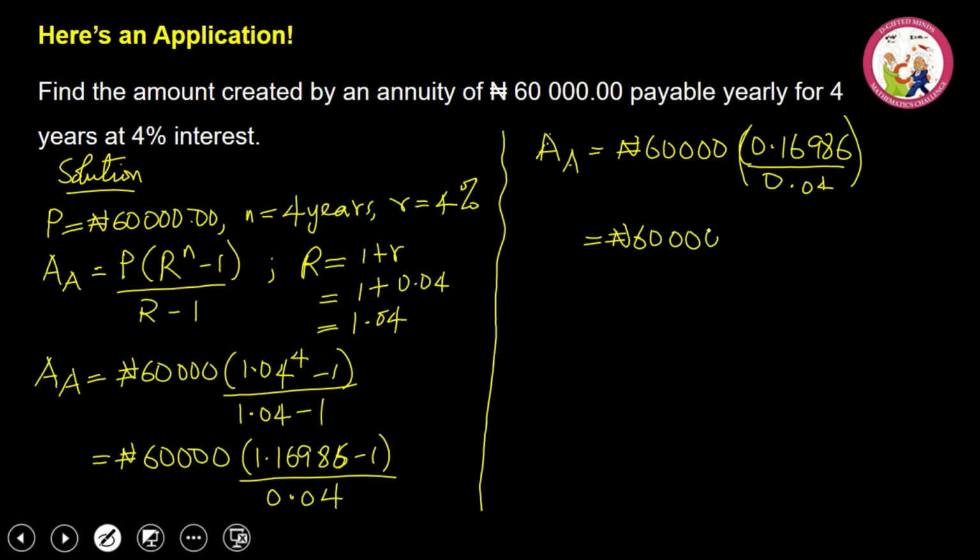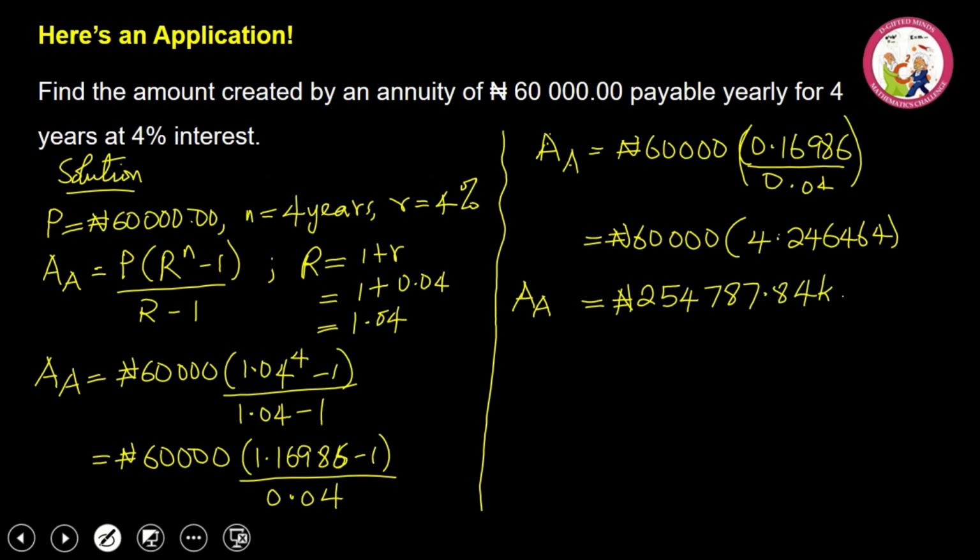Okay, so that we have this to be 60,000 naira times, when you divide the value, you have 4.246464. Okay, and expanding this, multiply 60,000 by the decimal number 4.246464, that will be equal to 254,787.84, which is 84 kobo. Now here's the amount of an annuity that is created by investing the annuity of 60,000 for 4 years at 4% interest.